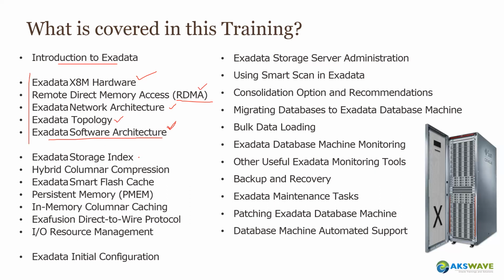Then the features like storage index, hybrid columnar compression, flash cache, and another one, persistent memory, PMEM. Persistent memory is also a new feature in Exadata. So RDMA and PMEM are the two main new features here. Anyhow, the hardware is also part of it. In-memory columnar caching is another one. Exafusion direct-to-wire, and IORM, I/O resource management, is another feature we have.